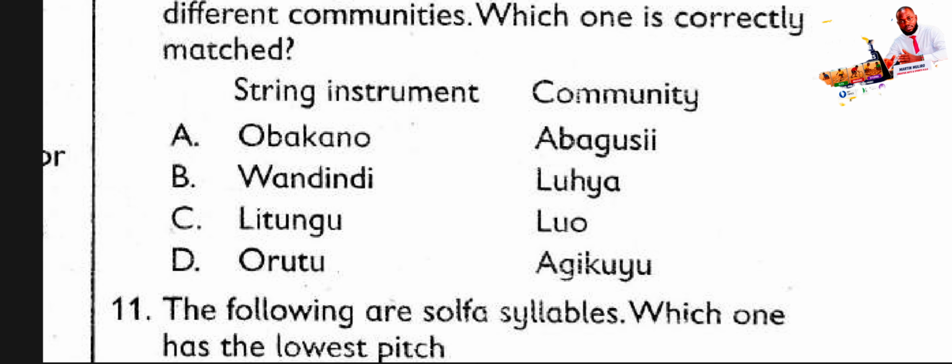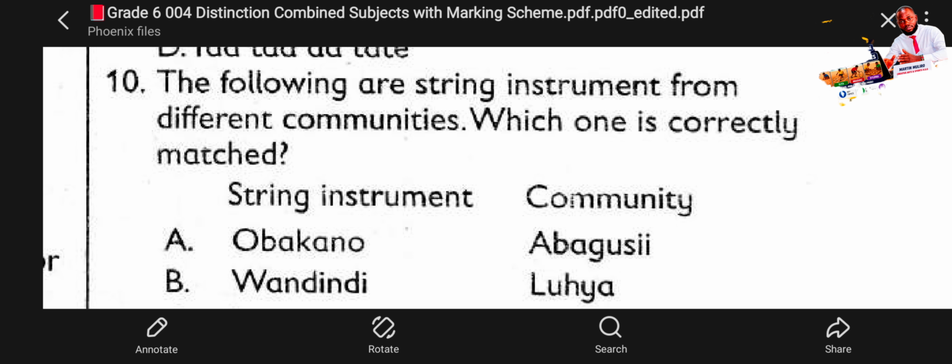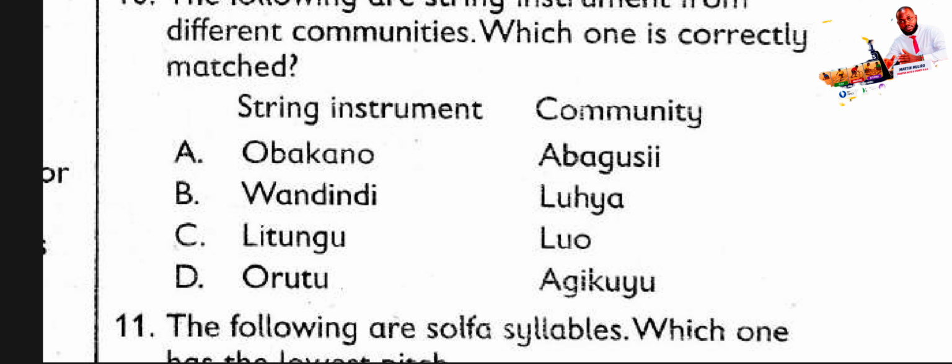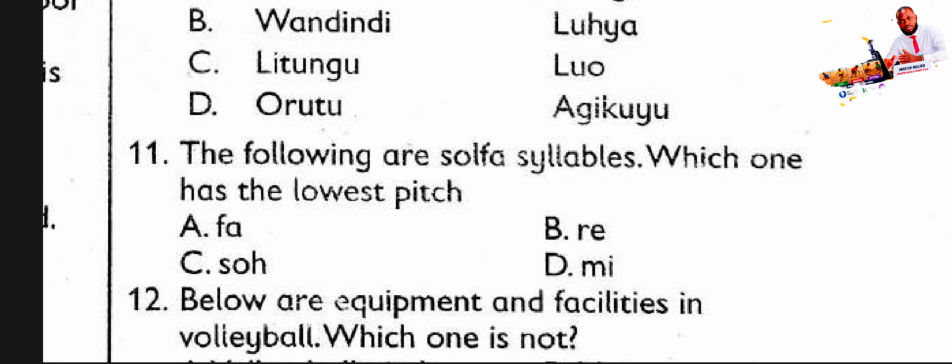Let me see what the question wants. The following are string instruments from different communities. Which one is correctly matched? Wandindi is not for Luya. Obokano is for Abagusi, Litungu for Luya, Orutu for Kikuyu. So there is a misspelling of Obokano, and the correct one will be A, which is Abagusi.